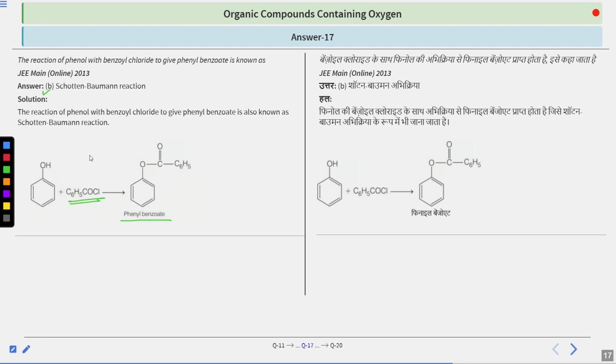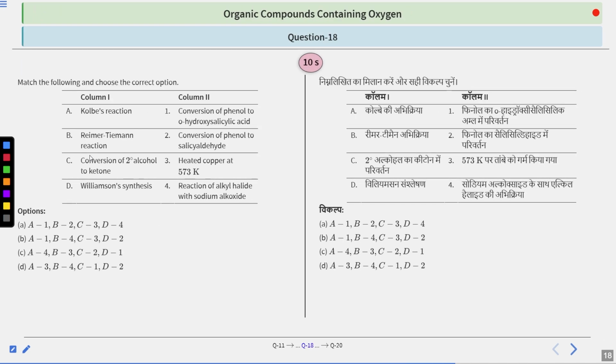Moving on to our next question. Match the following and choose the correct options. We have two columns in the table. The first column has reactions, and the second column has some processes, products or observations. So you have to match column 1 with column 2 correctly.